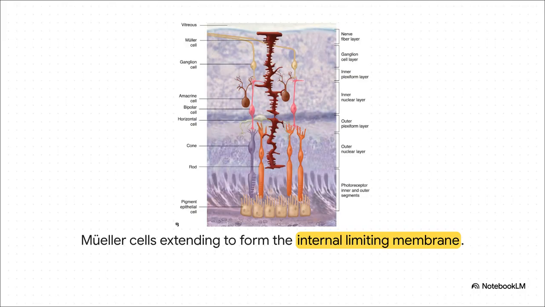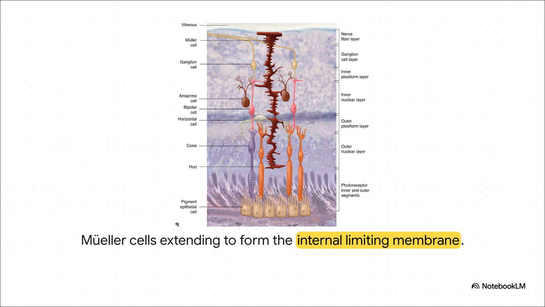Now, what's really fascinating on this slide is the Mueller cell. Take a close look at this diagram. The Mueller cell is this massive glial component that physically spans the entire breadth of the neurosensory retina. Notice the base of the cell up at the top of the image. Its foot processes literally fuse together to biologically create the internal limiting membrane, or ILM.